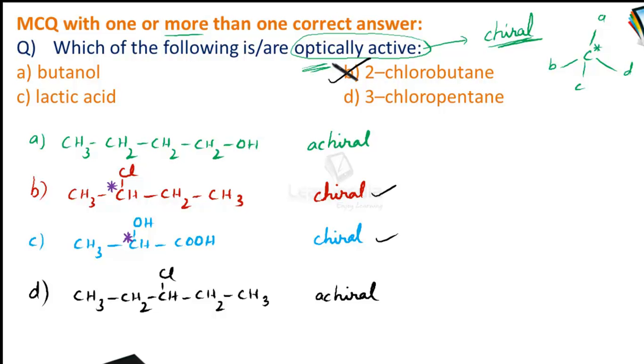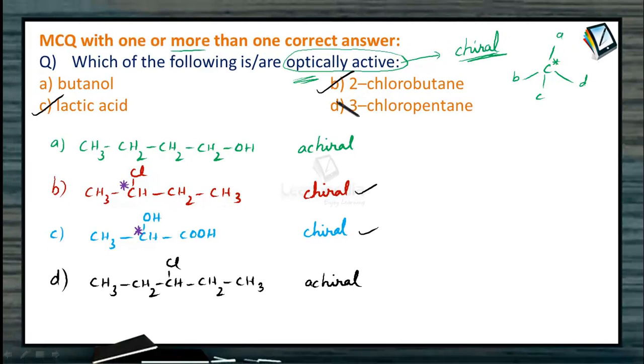So out of these 4, only option B, that is 2-chlorobutane, and lactic acid, they are chiral, and that is the reason why they are optically active. So the correct answer is both option B as well as option C.